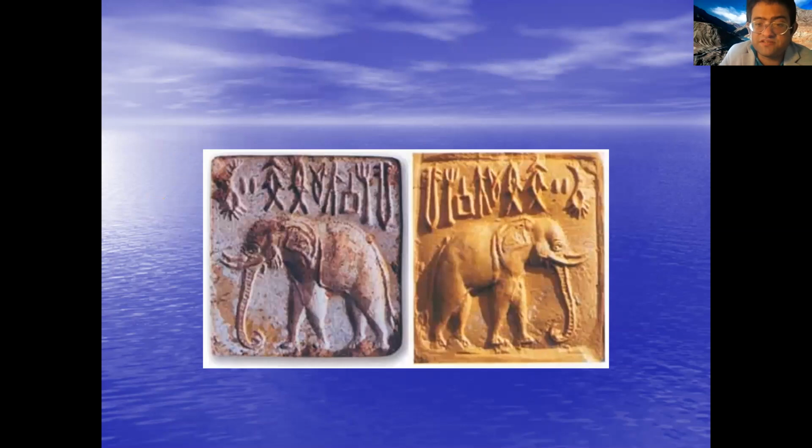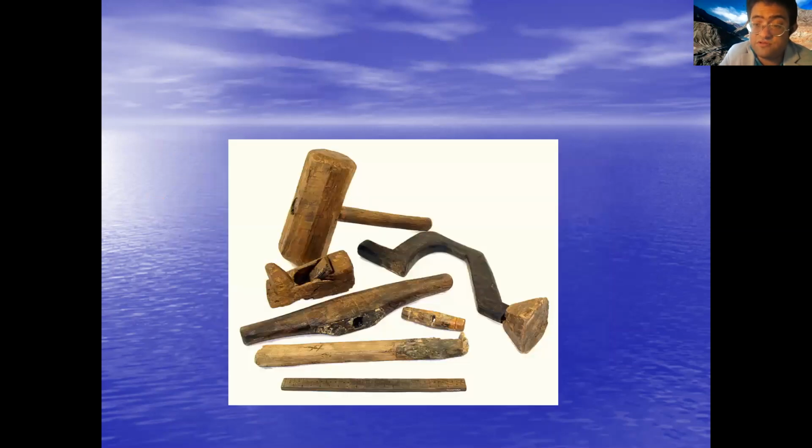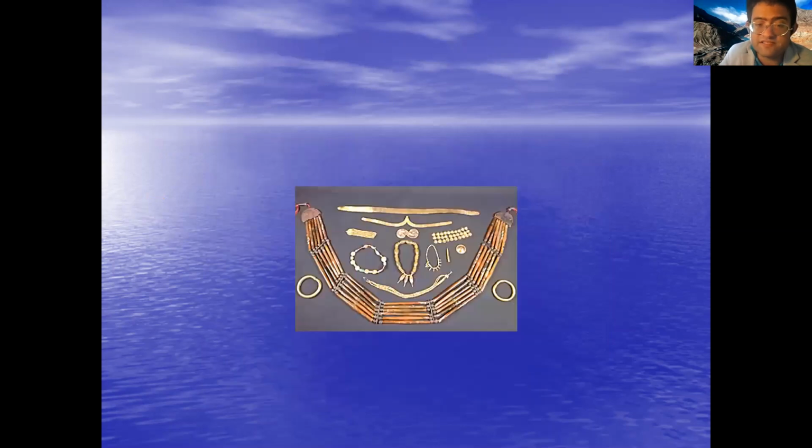So these are some more seals. Looks like an elephant here. Tools, and these are all the artifacts. Jewelry, and what might this indicate? Well, this might indicate wealth, social status.